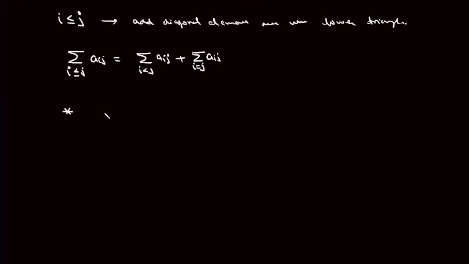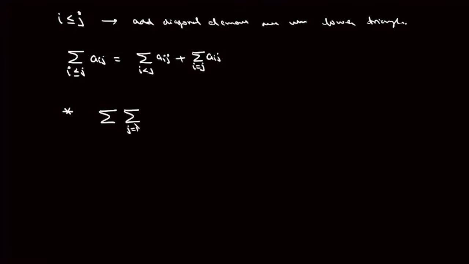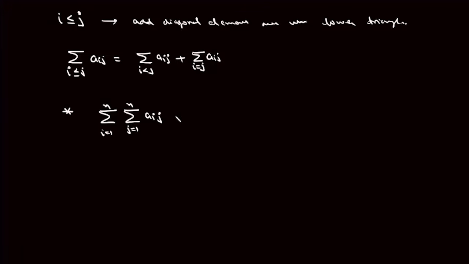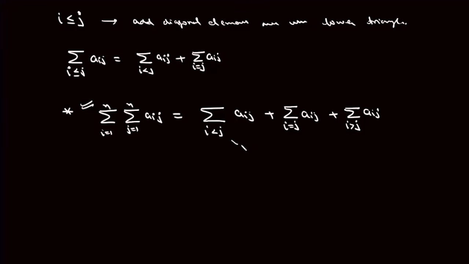So in general, we know that this summation, j varies from 1 to n and i varies from 1 to n, aij, is equal to this summation when i is less than j, aij, plus the sum of diagonal elements, aij, and plus the sum of upper triangle elements. So we can split this rectangular summation in these three parts, and depending on the region, we can choose the appropriate summation.